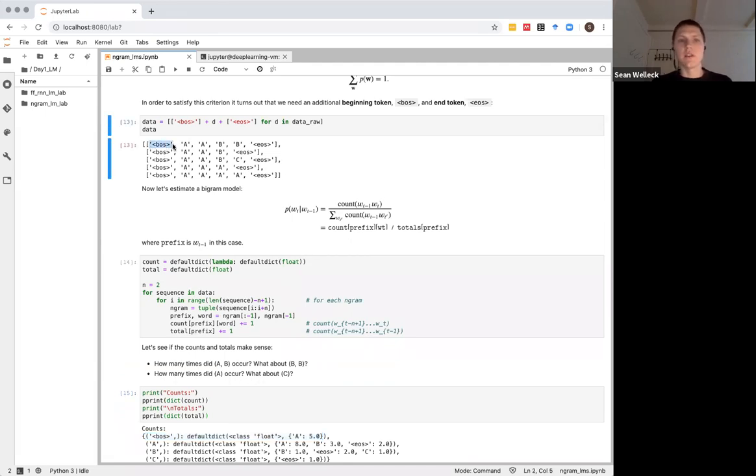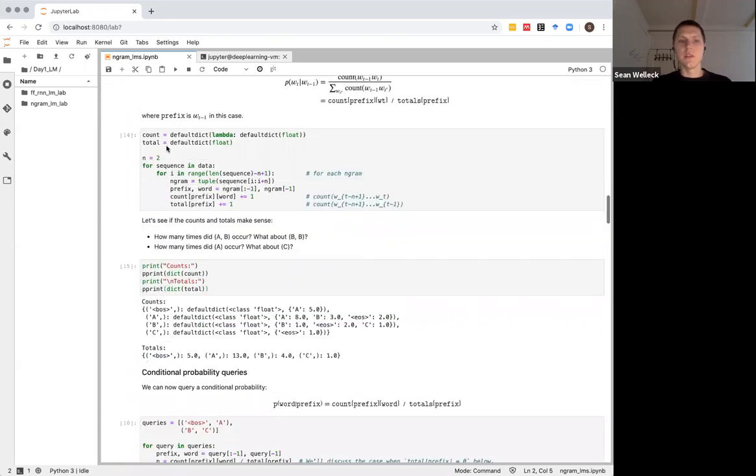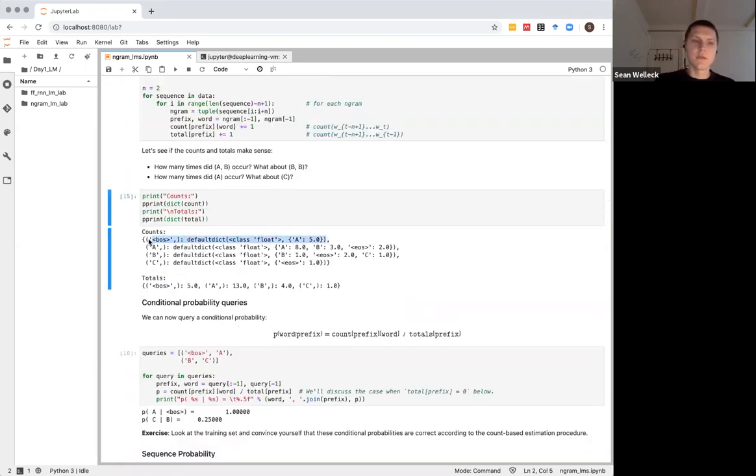you can actually count it yourself manually. So given beginning of sentence, A follows it 5 times. And for instance, B never follows beginning of sentence, so we don't see any counts for B in this case. Okay, and all the different rows here are the same idea, but for different bigrams. So in this case, it's saying that given the prefix A, the word A follows it 8 different times, whereas B follows it 3 different times.